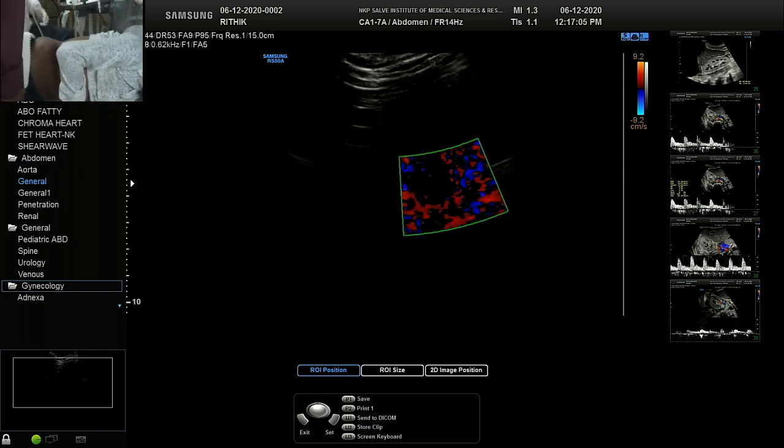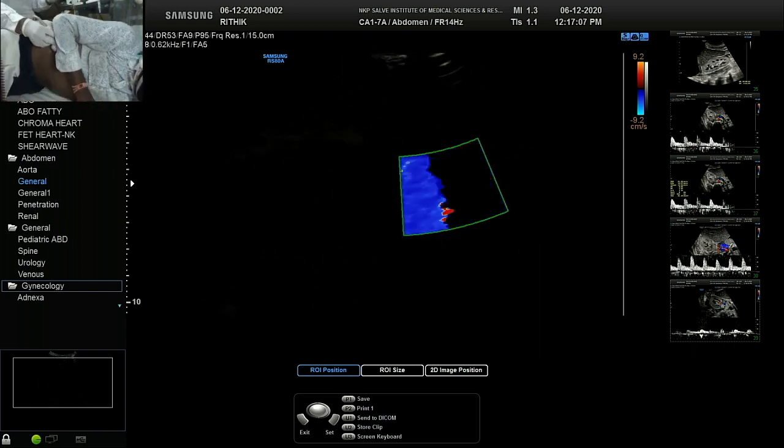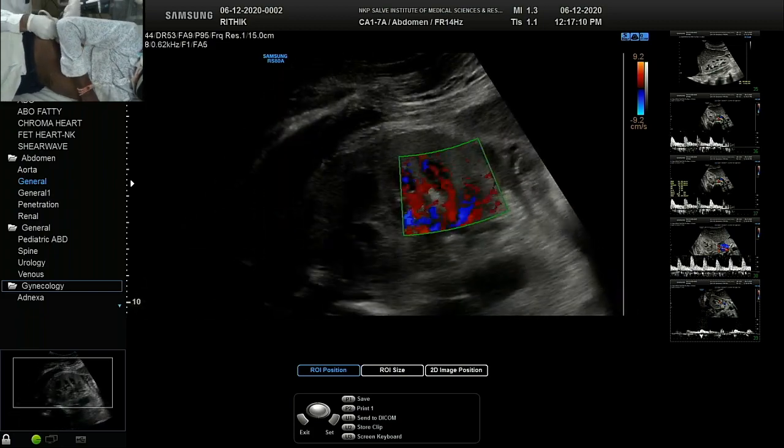This fellow is already on central line, probably dialysis catheter. He is on dialysis. Okay.